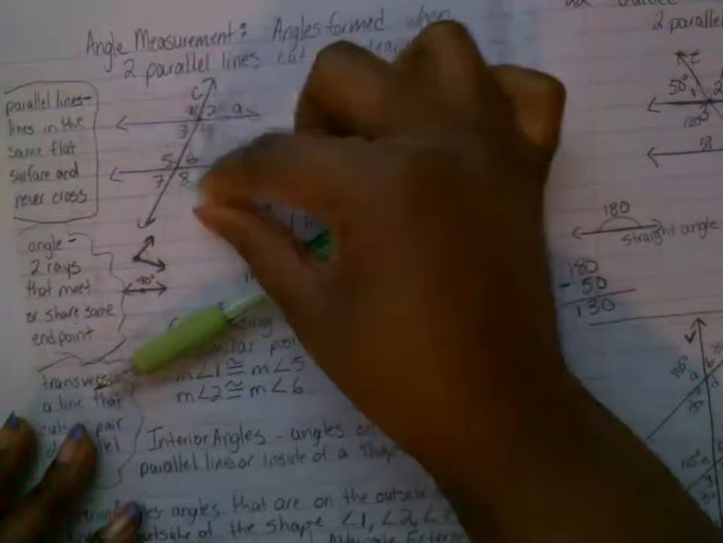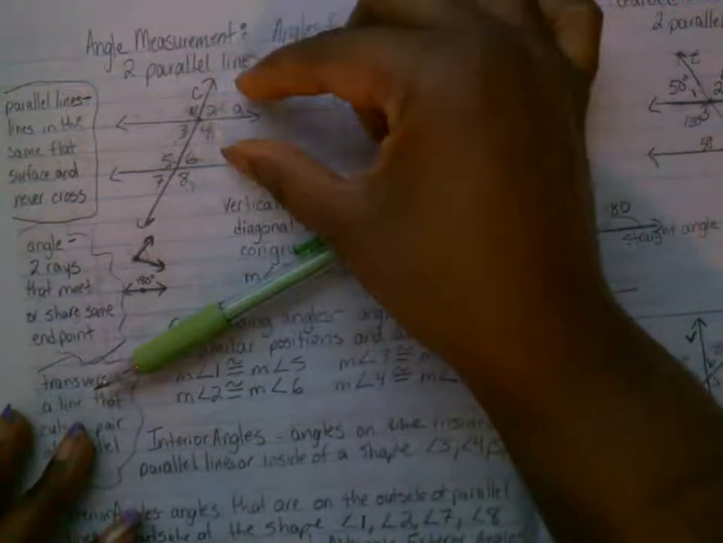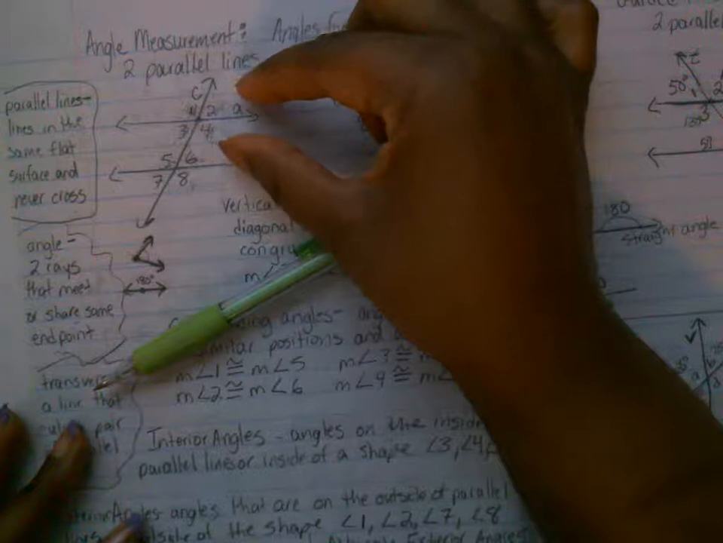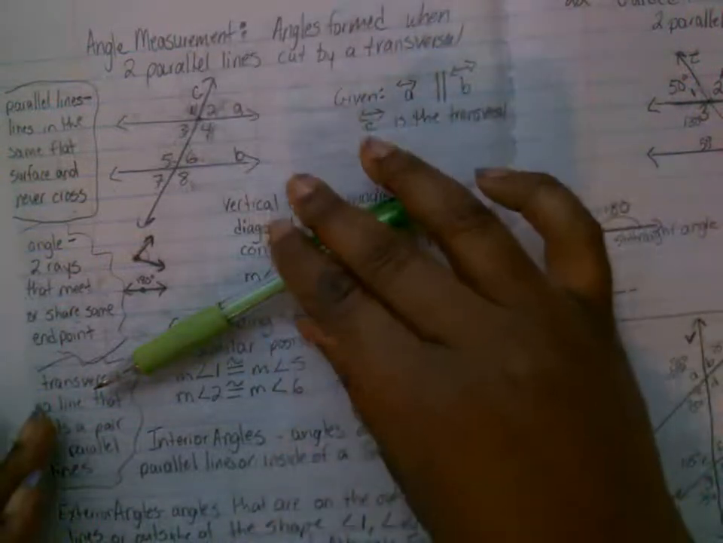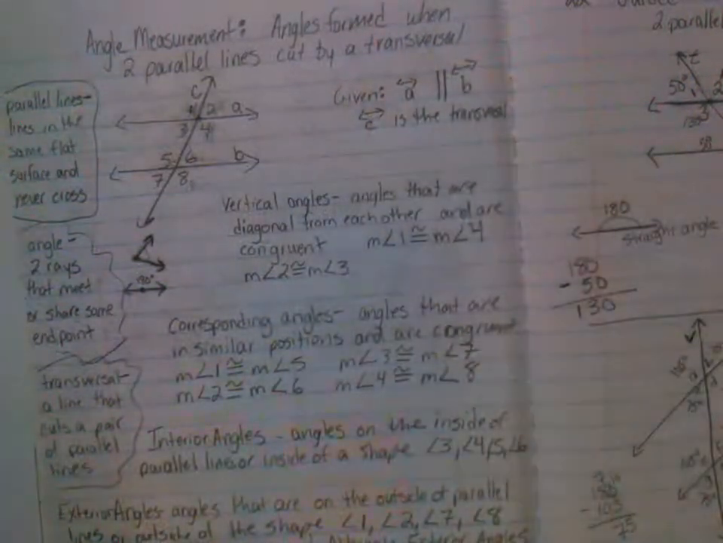If I was to take this part of the graph up and sit it right on top of this one, angle 2 and angle 6 would be right on top of each other. Okay? Yes.